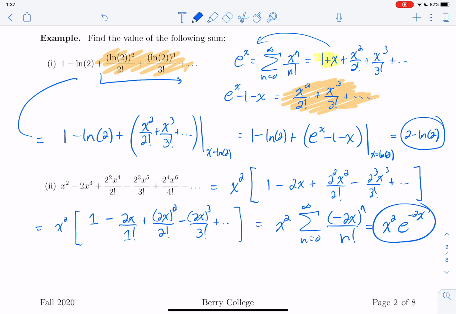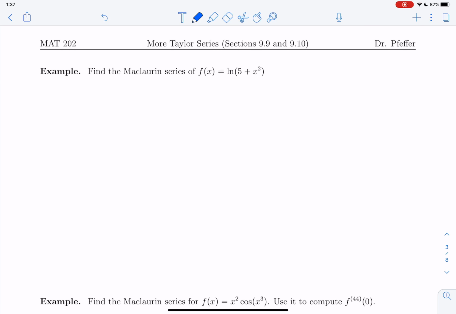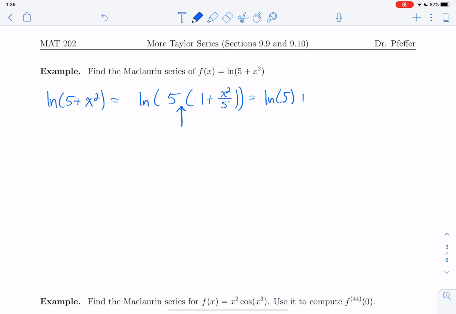The next few problems in the first couple of pages are recognizable. We have, for example, here, find the Maclaurin series for f of x equals ln of 5 plus x squared, where we notice that the 5 here is really the problem. If this 5 were a 1, then we'd be in good shape. And so the way to proceed is simply make it a 1. Notice that the ln of 5 plus x squared can be rewritten as ln of 5 times 1 plus x squared over 5. Properties of logarithms say I can split that product and make it an ln 5 plus the ln of 1 plus x squared over 5.